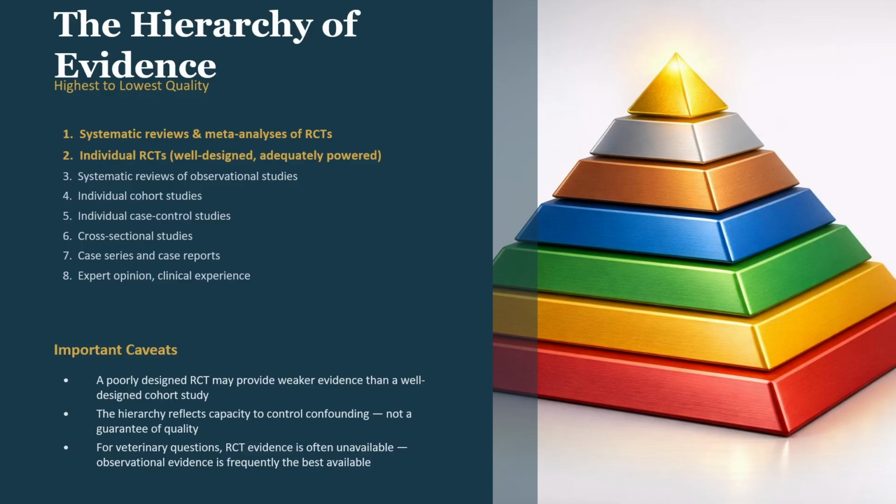The evidence hierarchy organizes study designs by their capacity to produce unbiased estimates of treatment effects and causal relationships. At the top sit systematic reviews and meta-analyses of RCTs, which pull the highest quality individual studies into a comprehensive, reproducible synthesis. Individual RCTs come next, particularly well-designed, adequately powered ones. Below that, observational studies in decreasing order of their ability to control confounding. Cohort studies, case control studies, cross-sectional studies. At the bottom, descriptive studies and expert opinion.